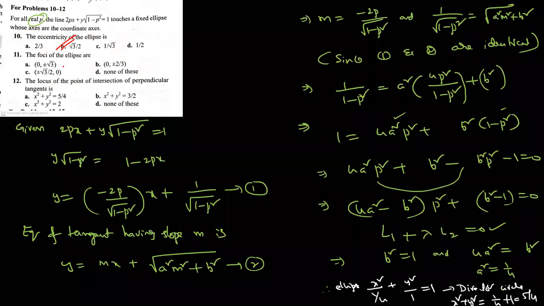So eccentricity is coming root 3 by 2. The locus of the point of intersection of perpendicular tangents is the director circle. The 11th one, I don't know, find out what the answer is. If anybody needs the procedure, I will explain.